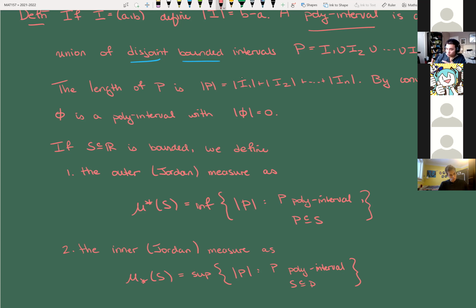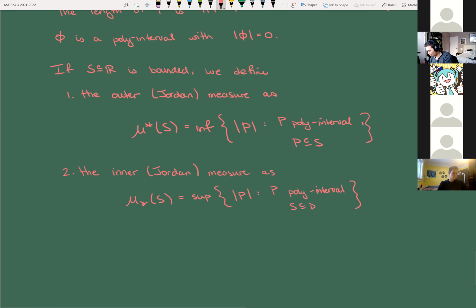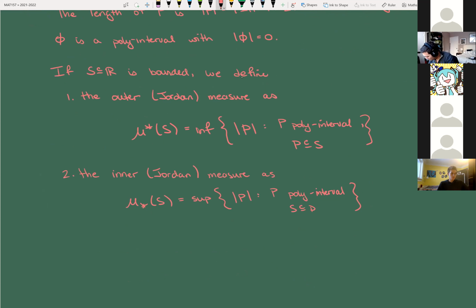A set is said to be measurable if those two things are equal, in which case its measure is either of those numbers because they're equal. So a set S is measurable if the outer measure is equal to the inner measure, in which case its measure is either of those numbers, right? Because they're the same.